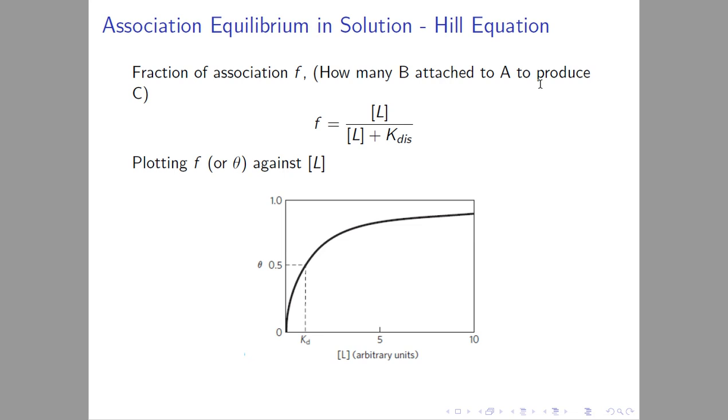If we plot the graph of F, or in this graph theta, against the concentration of ligand L, we get this type of graph. At the point where the fraction equals half, we can find the K dissociation. So this is one of the ways we can find the K dissociation.